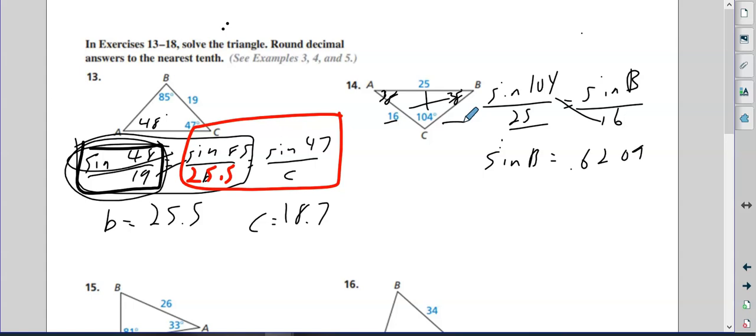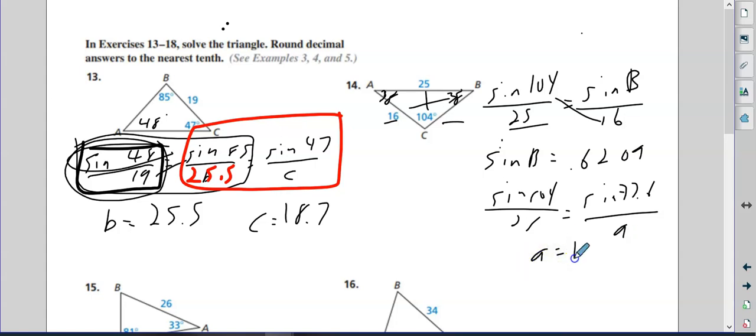Okay, so we're still going to do a little bit of math. So we're going to do the sine of 104 over 25 equals the sine of the 37.6. I'm going to use that because that is the more accurate, over A. Okay? And we're going to do the same math, and A is 15.7, which again would round to 16.